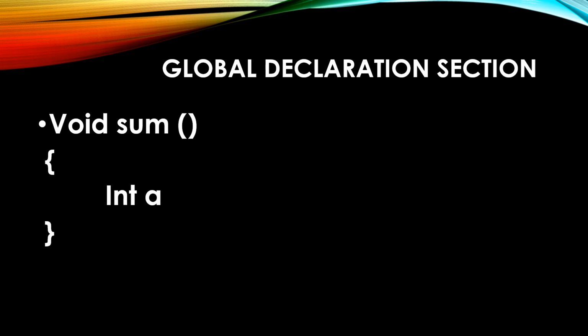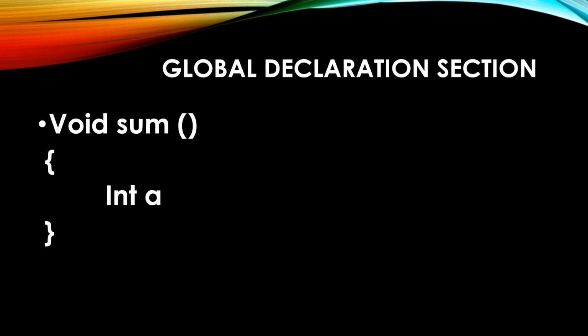As well as global variables, you can declare all the user defined functions. Suppose a function finds the sum, then with the global declarations you can declare void sum, as you can see on the screen. Similarly, for a subtraction function, void subtraction.